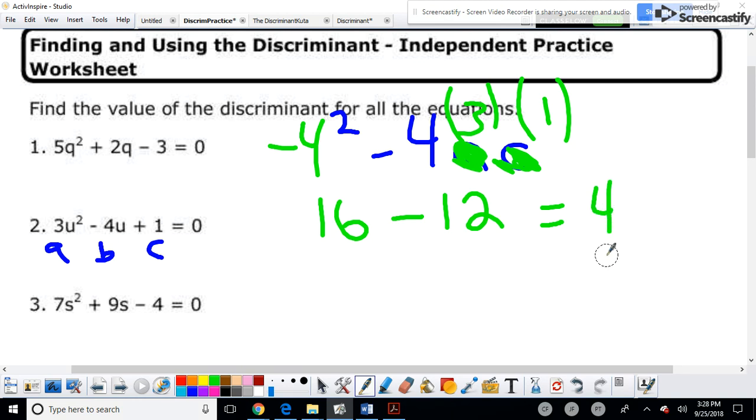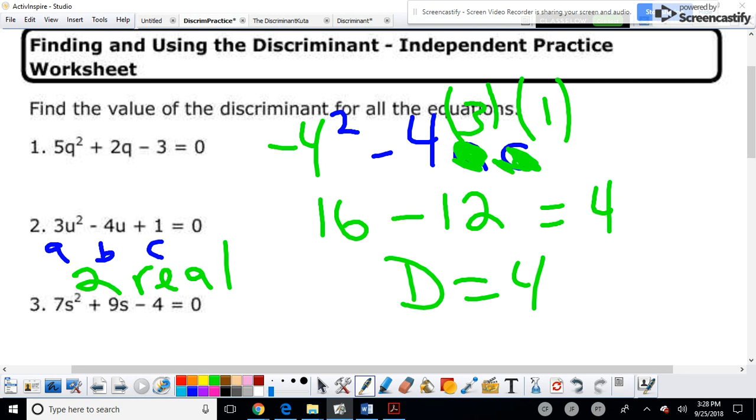So again, my discriminant, D, equals 4, it's greater than 0. So I know that there are two real solutions. All right, that's all you have to do. You just substitute it. Let's take it up a notch.